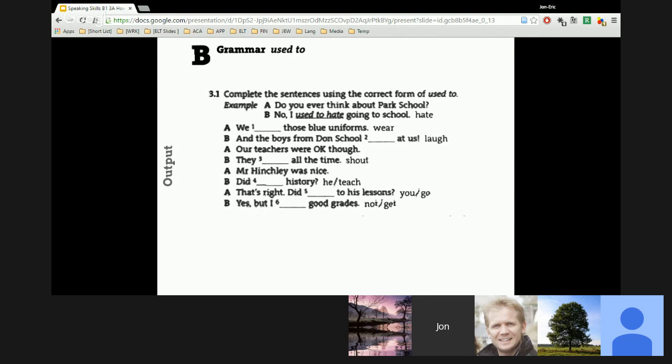It does sound good. It sounds great. Yeah, you could say it. They didn't used to shout all the time. It's exactly the same as, because remember, used to can always be substituted by the simple past. Always. But the simple past cannot always be substituted by used to. So, it actually sounds good. They didn't used to shout all the time. Or, they did shout all the time. Either one is acceptable. Okay. So remember, used to can always be replaced. It's okay, no problem.